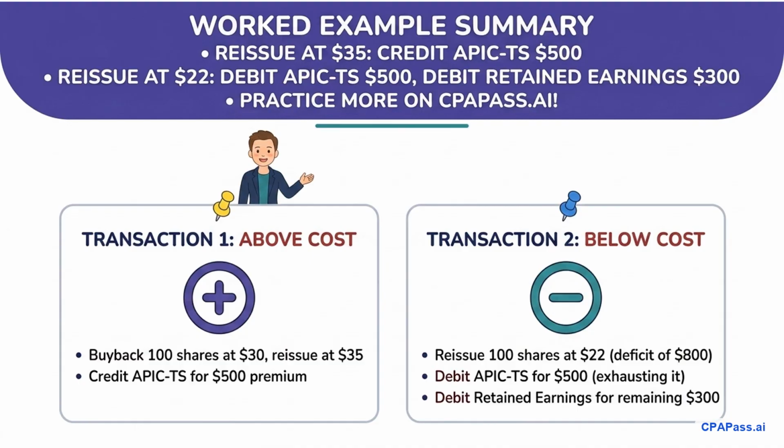Let's apply this with a practice walkthrough. Imagine a company buys back 100 shares at $30 each, then reissues them for $35. We debit cash for $3,500, credit Treasury stock for $3,000, and credit APIC Treasury stock for $500. Next, we reissue another 100 shares at $22. We debit cash for $2,200. We credit Treasury stock for $3,000. We debit our APIC Treasury stock account for the $500 maximum available and debit retained earnings for the remaining $300.